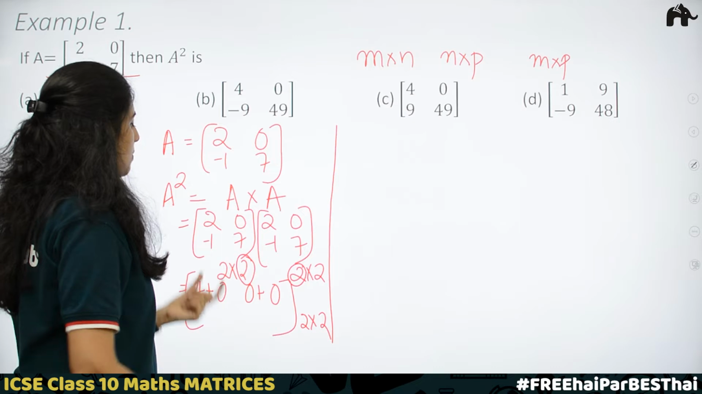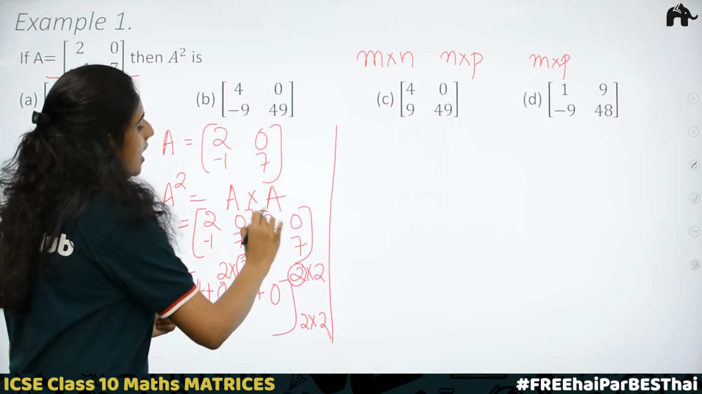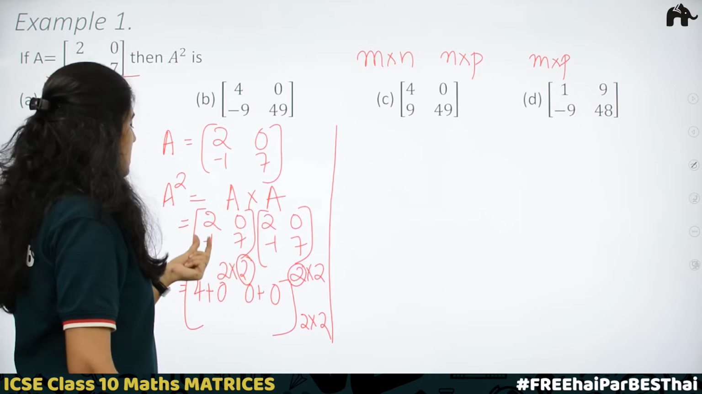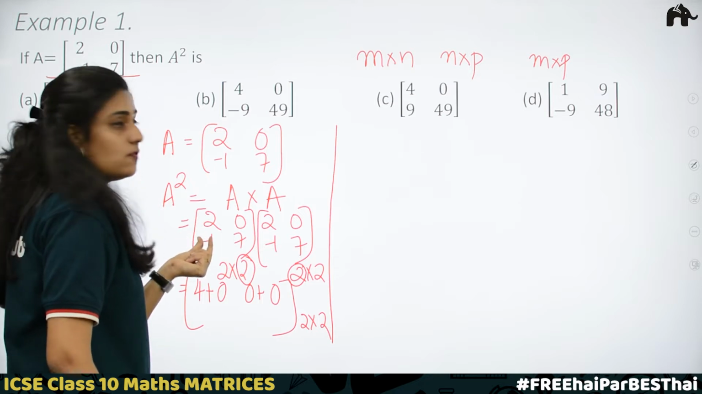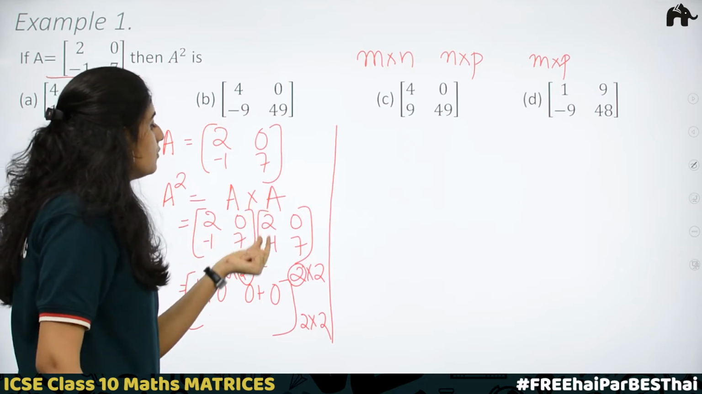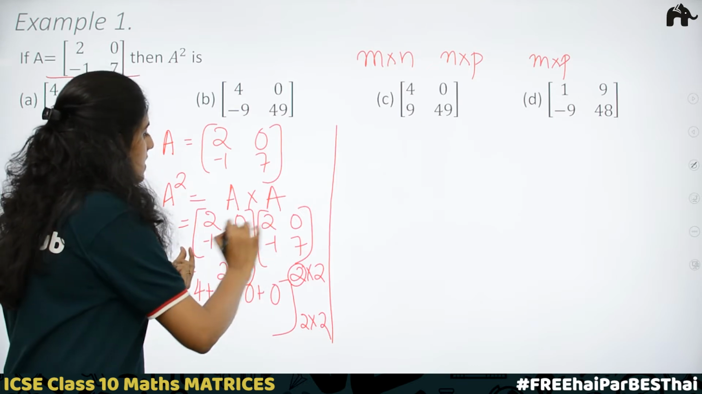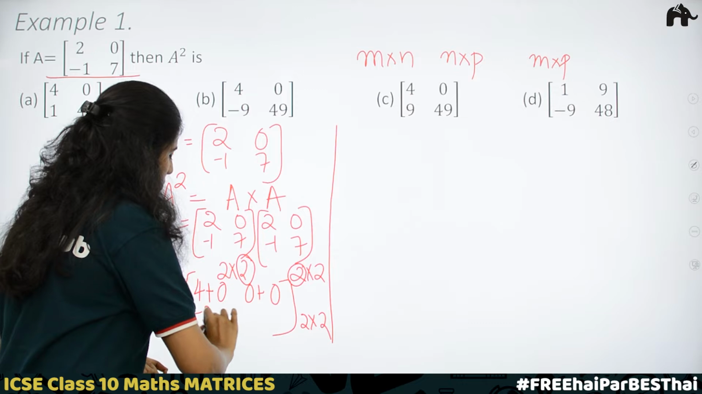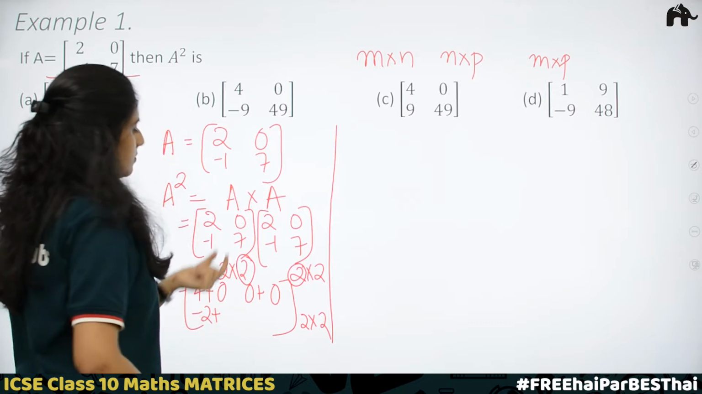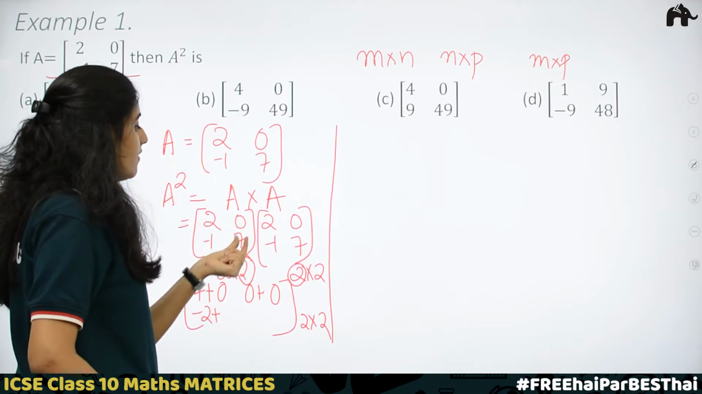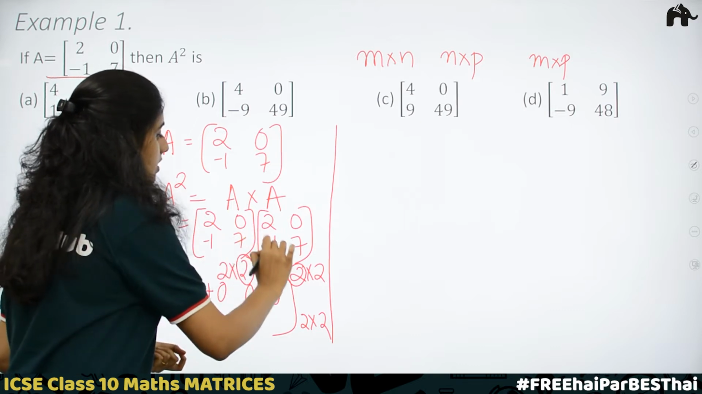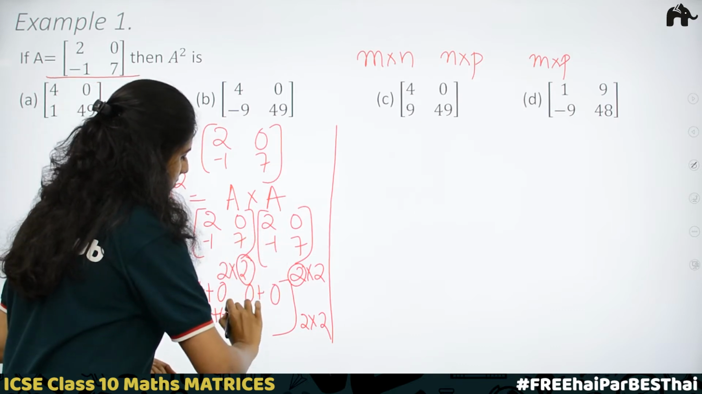To get the third element, we have to take the second row and the first column. Here in the second row, we have minus 1 as the first element and the first element of the first column of the second matrix is 2. Minus 1 into 2, minus 2 plus. Here the second elements are 7 and minus 1. That is 7 into minus 1, minus 7.